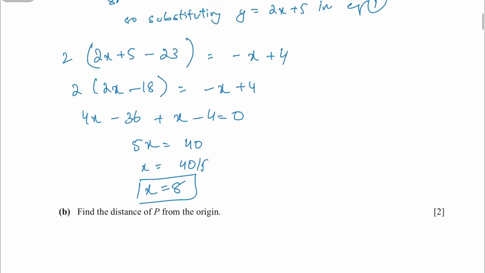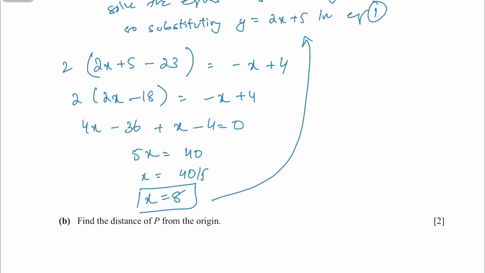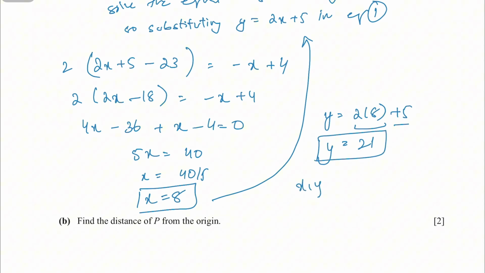And then we'll substitute x equals 8 in this equation finally, and that would be y equals 2 multiplied by 8 plus 5. So 2 into 8 is 16, 16 plus 5 is 21. So we'll have our final coordinates as x comma y equal to 8 comma 21.